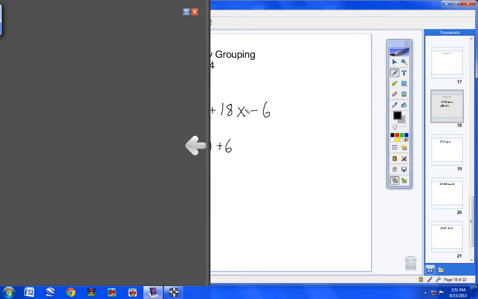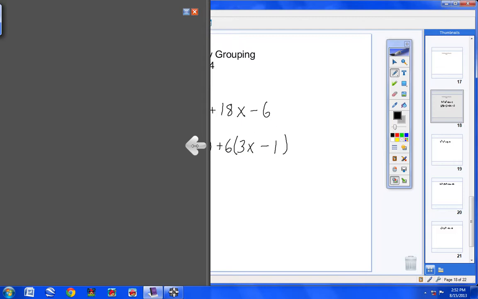All right. Is there an x in this term? Yes, but is there an x in this term? No. So I cannot pull an x out. So I'm going to say 6 times what would give me 18x? Well, 6 times 3x would give me 18x. And 6 times what would give me negative 6? Negative 1. So there we go. 6 times 3x is 18x. 6 times negative 1 is negative 6.